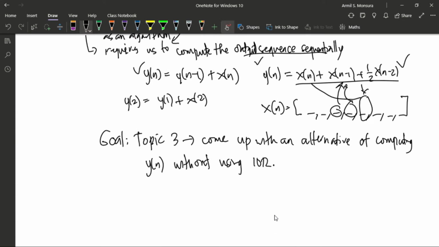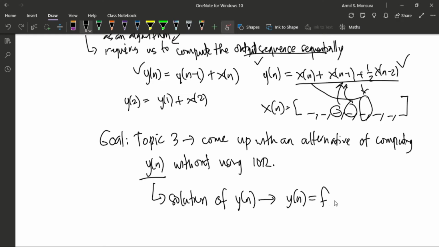Ang gusto nating mahanap dito is what we call the solution. Okay, what we call the solution of y of n. Okay, the solution of y of n. Okay? At yung solution ng y of n na yan is mathematically has this form. The output sequence y of n is actually a function, okay, in terms of n. Okay, which means na itong right side ng equation niyo simply contains n as a variable. Okay, it simply this right side simply contains n or the time index as the variable.